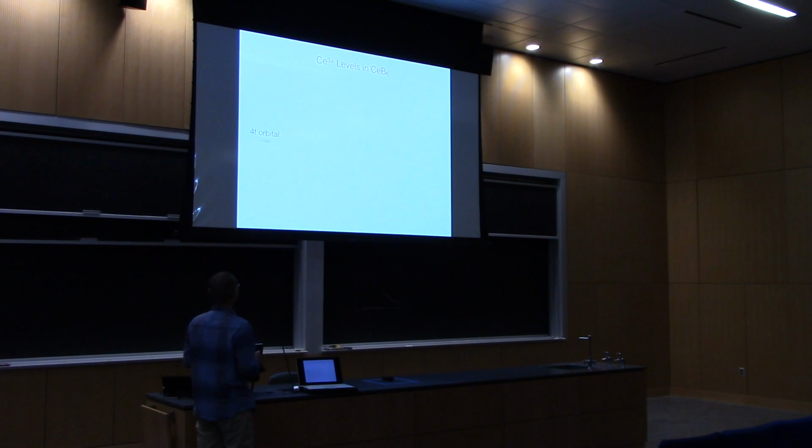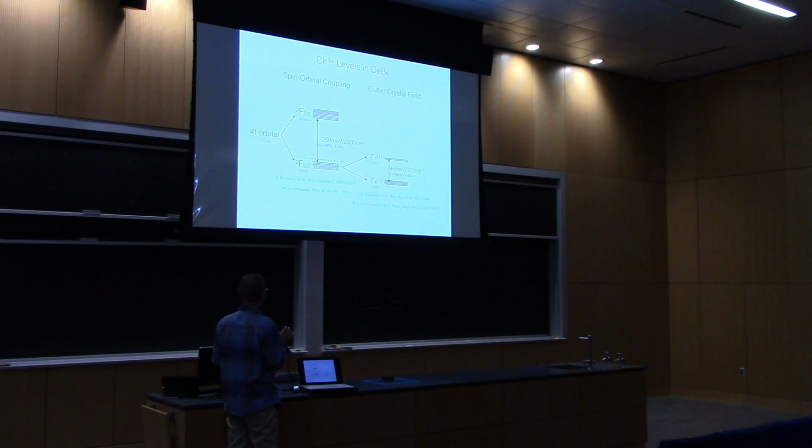The cerium ion has one 4f electron. With spin-orbit coupling, it splits into 5/2 and 7/2 multiplets. The splitting is around 250 millielectron volts. And the cubic crystal field will further split the multiplets into crystal field levels. Here, the 5/2 states are split into gamma 8 and gamma 7 crystal field levels, and the splitting is determined to be 46 millielectron volts.